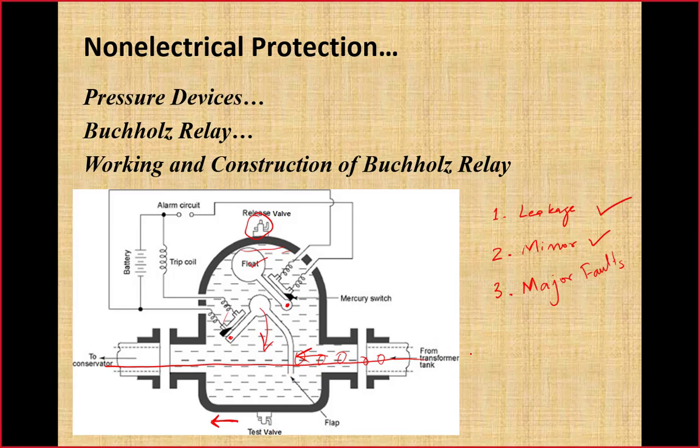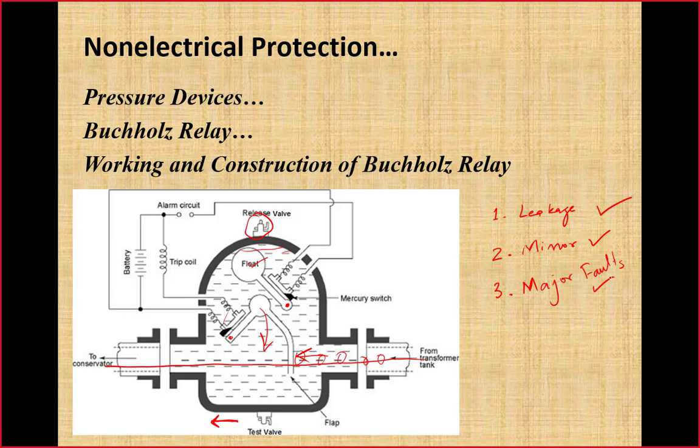High pressure oil, when moving from tank to the conservator, will push this flap downward and result in tripping of the circuit breaker. So much before our differential relay will sense this fault, the Buchholz relay can sense the internal fault, because as soon as a pressure wave has been created over there, this Buchholz relay would immediately respond and trip the circuit breaker. So this is how major faults are detected with the help of the Buchholz relay.